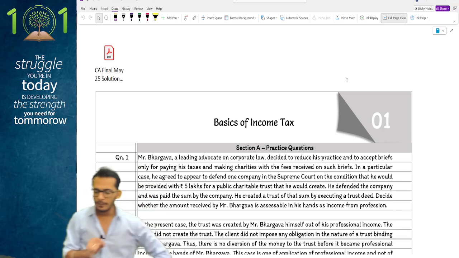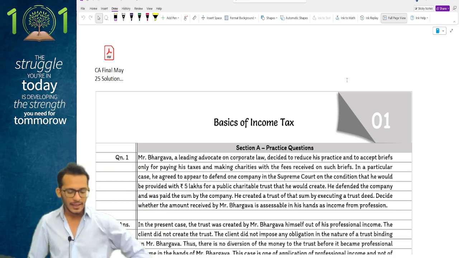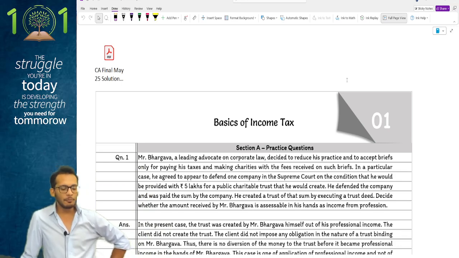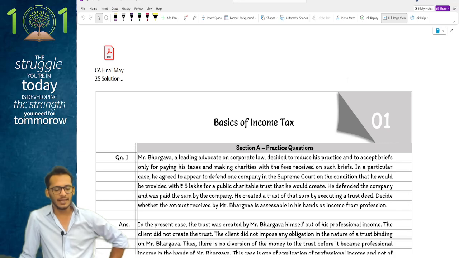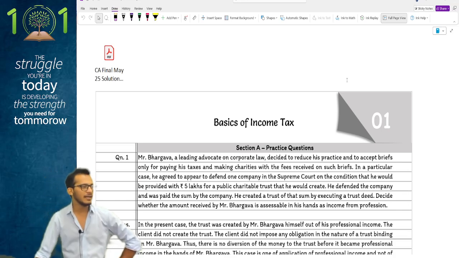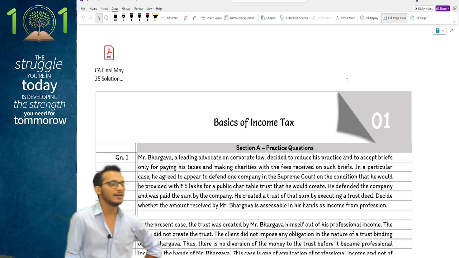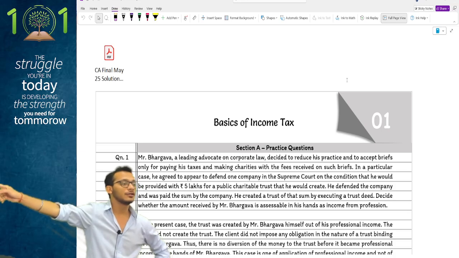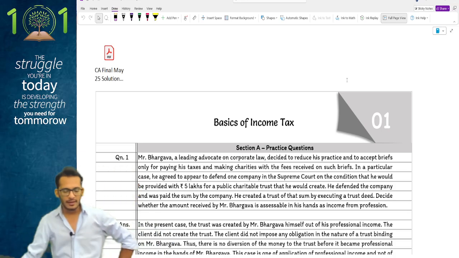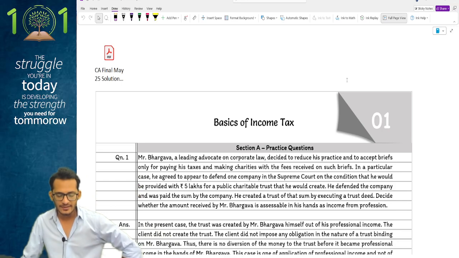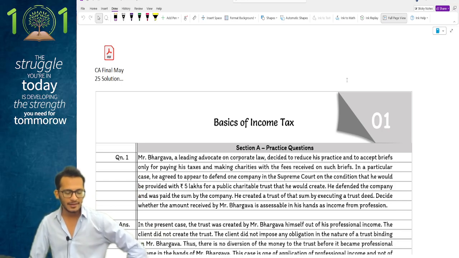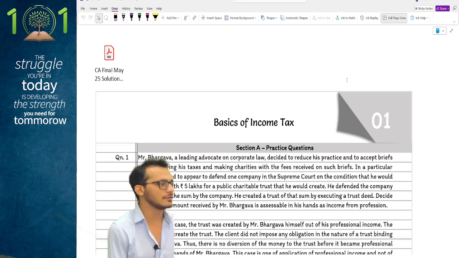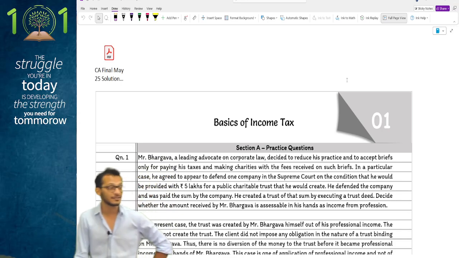In a particular case, he had agreed to appear to defend one company in the Supreme Court on the condition that he would be provided with 5 lakh rupees for a public charitable trust that he would create. So he's saying, I will represent a case and I will receive 5 lakhs for that, but that 5 lakhs should not come to me. It should go to the trust. He created a trust of that sum by executing a trust deed. Decide whether the amount received by Bhargava is assessable in his hands as income from profession. Tell me, is it taxable in the hands of Bhargava or in the hands of the trust?